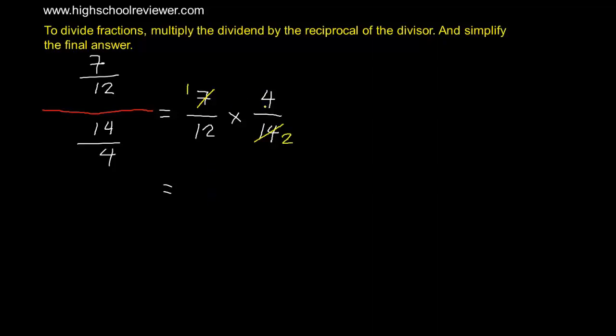We can also see that 4 and 12 can be divided by 4, since 4 is common between the two of them. 4 divided by 4 is 1, and 12 divided by 4 is 3. So we are now going to multiply what remains. 1 multiplied by 1 is 1, and 3 multiplied by 2 is positive 6. We cannot simplify this anymore. Therefore, 1 all over 6 is our final answer.